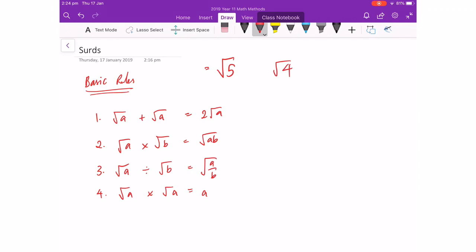Square root of 4, however, is not a surd, because I can break that down to a whole number: the square root of 4 is equal to 2, right? So that's where you can break it down. It's when there's a square root involved that can't be broken down anymore.